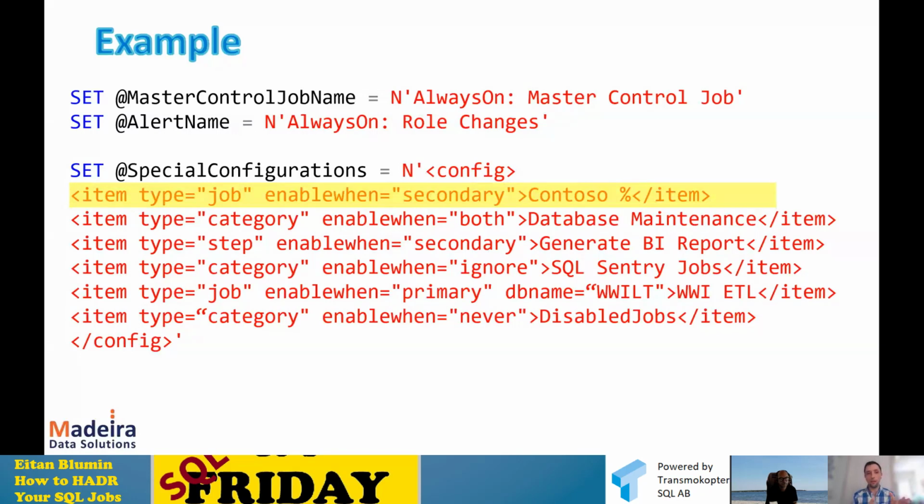So in this example, I have an item of type job. It says that it should be enabled when the role is secondary, and the content of this item is contoso and wildcard. As you could probably guess, this is used in a like expression, so you could use also like compatible wildcards here. So basically this means that all jobs whose name begins with contoso should be enabled only when the relevant database context has the secondary role.